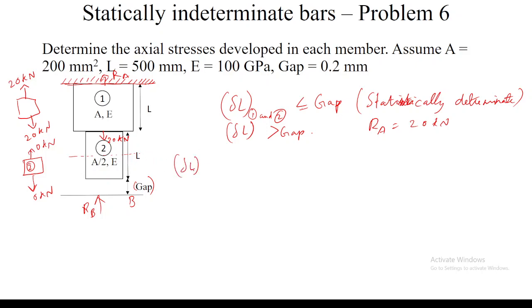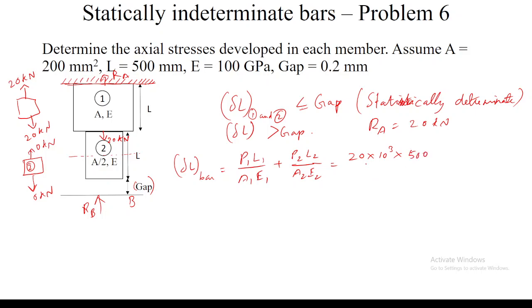So delta L of this composite bar will be equal to PL by AE. Since both the areas are different, I am taking P1 L1 divided by A1 into E1, plus P2 into L2 divided by A2 into E2, which equals, here P1 is actually 20 kilonewtons, right? So I am converting this to Newton. And what is the value of L?